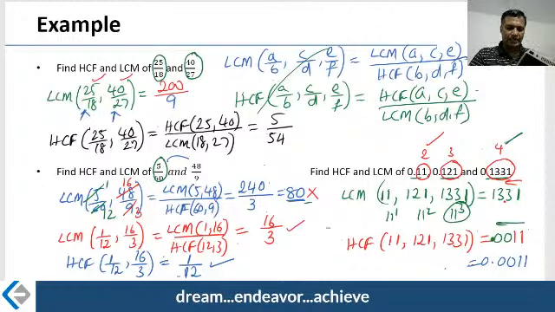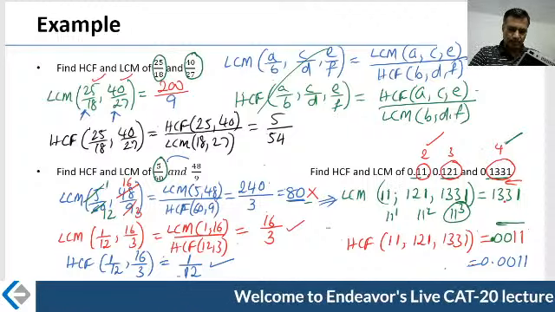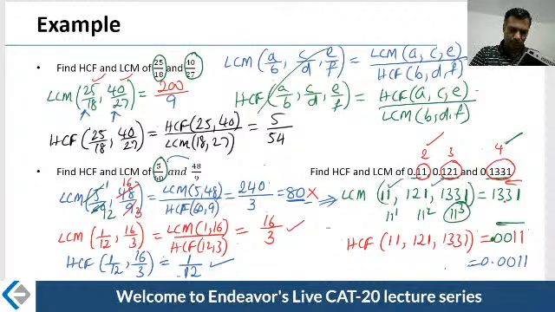While you are finding the LCM of the decimals, assume as if there is no decimal. Now assume as if there is no decimal, like this: 11, 121, 1331. Find the value 1331 there, right?